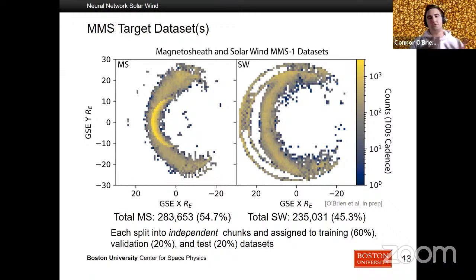And in order to train these models, you have to split your data set. So we split each of these data sets into chunks, independent chunks, and assigned each to training, validation, and test data sets, 60, 20, 20.